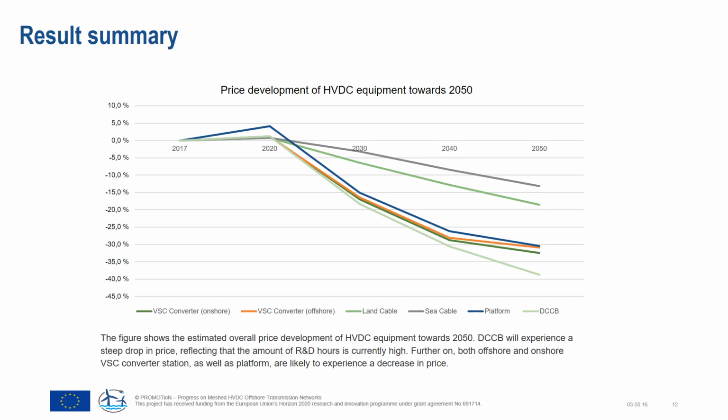In these slides, we illustrate a summary of the results for price development of HVDC equipment towards 2050. Here you can see that these two curves show the subsea cable and underground cable. They have a less steep cost reduction towards 2050, in the range of 10 to 17%. Whereas the other four categories, like offshore platform, offshore converter station, onshore converter station, and the DCCB, all have a much deeper cost reduction potential, between 30 and even 40%.